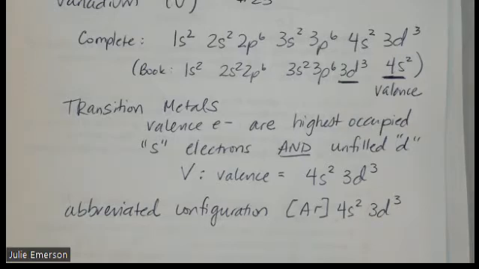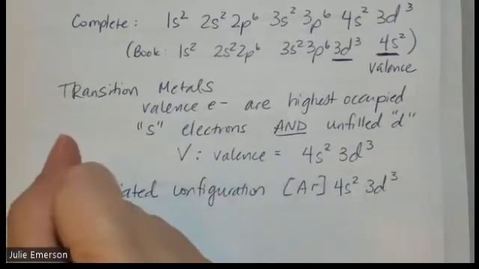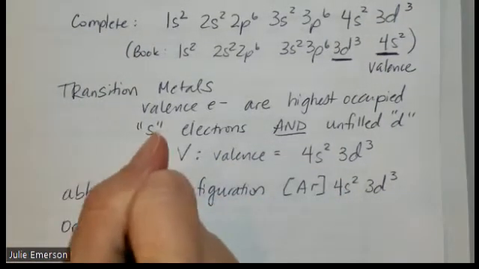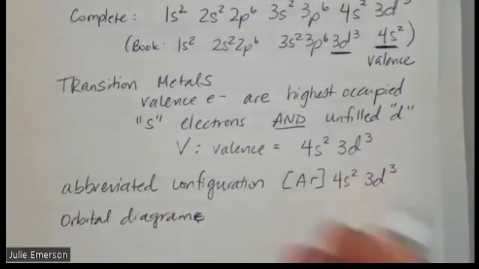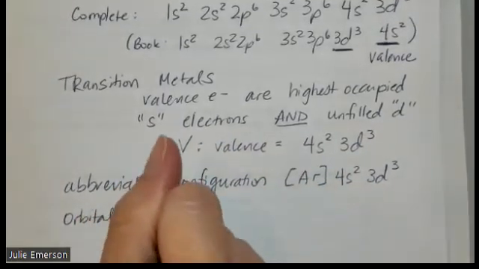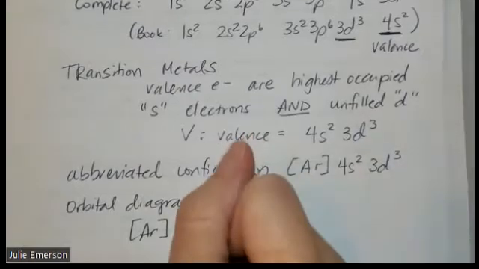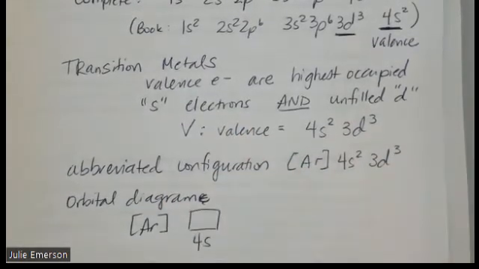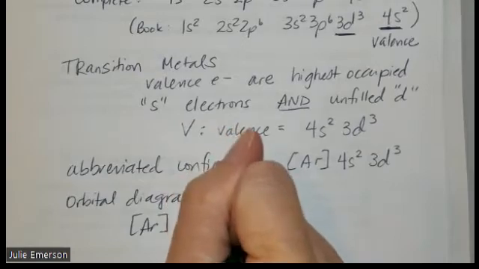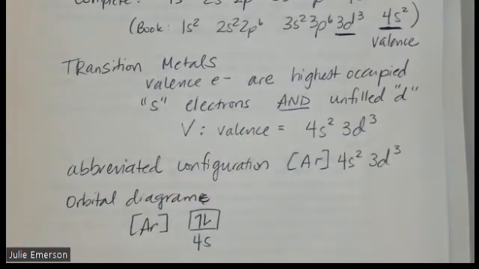All right. Then if we were going to do an orbital diagram, so let's do that. All right. So for the orbital diagram, I don't know why I put an e on that. If we have an argon core, we don't have to worry about that. Let's look at the 4s. Because it's an s, we're going to have one box, and we're going to have two arrows, opposite spin, one up, one down.